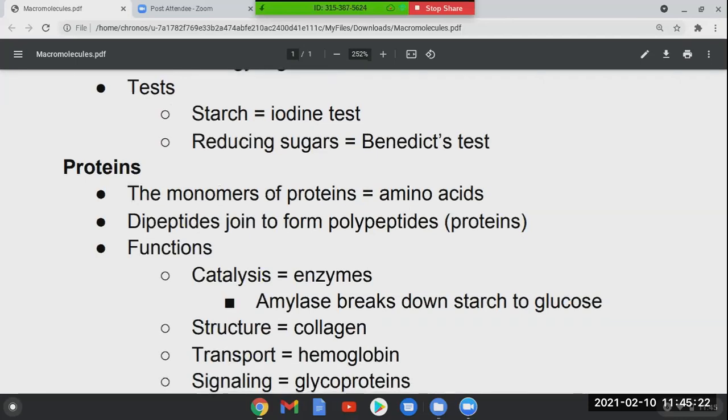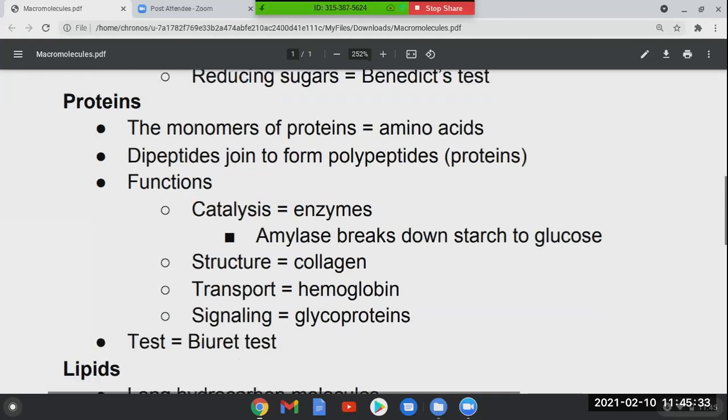Proteins are one of the macromolecules that have really numerous functions, and the first function of proteins is catalysis. And when you think of catalysis, enzymes always come up because enzymes are called biological catalysts. They are really important in speeding up a biological reaction.